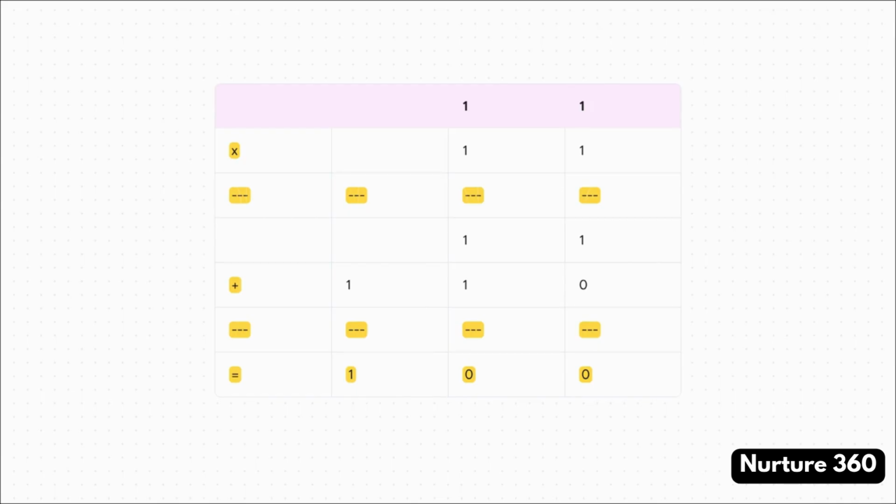In the rightmost column, we just bring down the 1. But look at the middle column. We have 1 plus 1. In binary, 1 plus 1 is 10. So we write down the 0, and we carry the 1 over to the next column. In that final column, we now have our carried 1 plus the other 1, which is 10 again, and we just write that down. So our final result is 1001.